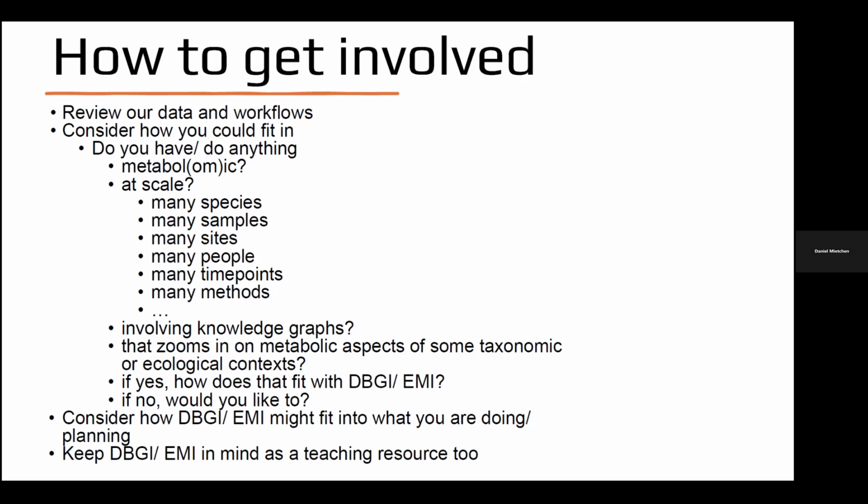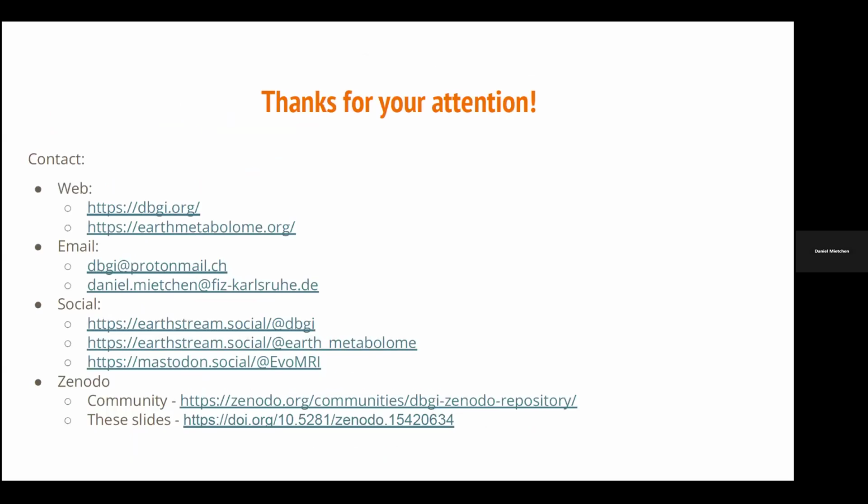And so if you have things like that, then we can maybe think together how this would fit into the DBGI or EMI initiatives. And if not, but you would like to get involved, well, then we can discuss how some of the things we have might be relevant to you, or some of the things we would like to have might be relevant to you. So basically, this is a pledge for you to consider DBGI and EMI when you're doing the stuff that you're doing anyway, and especially if you're making new plans, and also if you're involved with teaching. Because you can use our resources for teaching about aspects of metabolomics and phenology and things like that, but also data science.